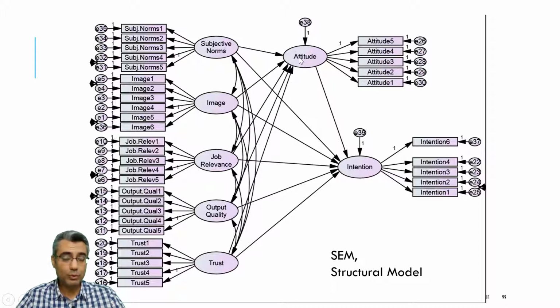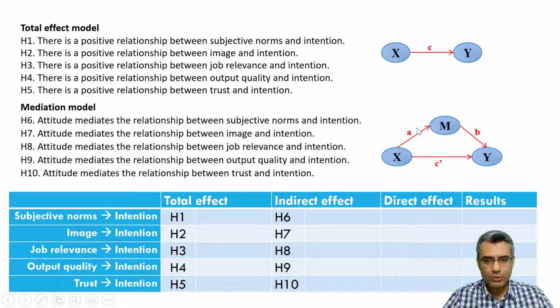Or in other words, if you remove the attitude, all goes through the direct effect, and we call it the total effect model. So this is important. You see A is direct, B is direct, C prime is direct. And even this C, you can call it direct because all are direct relationships between X and Y. But here we call it total effect because all the effect of X goes to Y.